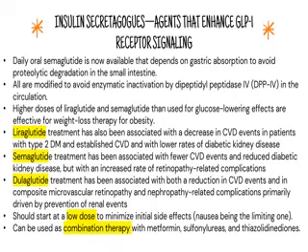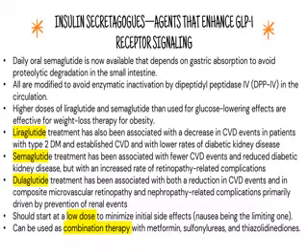Higher doses of liraglutide and semaglutide than used for glucose-lowering effects are effective for weight loss therapy for obesity. Liraglutide treatment has also been associated with decreasing cardiovascular events in patients with diabetes and established cardiovascular disease and with lower rates of diabetic kidney disease. Semaglutide also has been associated with fewer cardiovascular events and reduced diabetic kidney disease, but with an increased rate of retinopathy-related complications. Dulaglutide has been associated with both a reduction in cardiovascular events and in composite microvascular retinopathy and nephropathy-related complications, primarily driven by prevention of renal events.